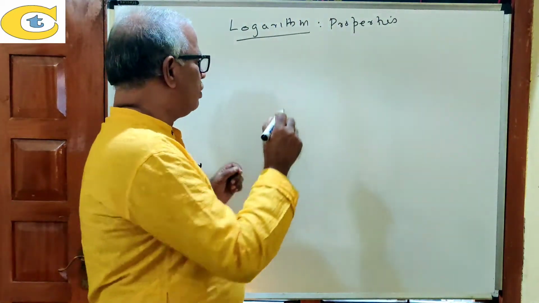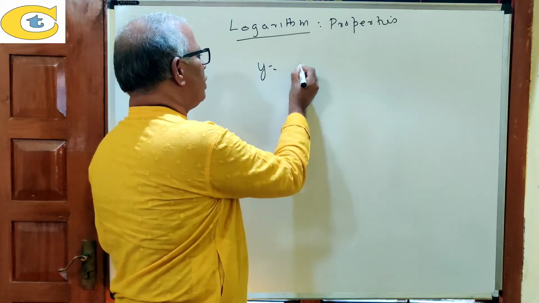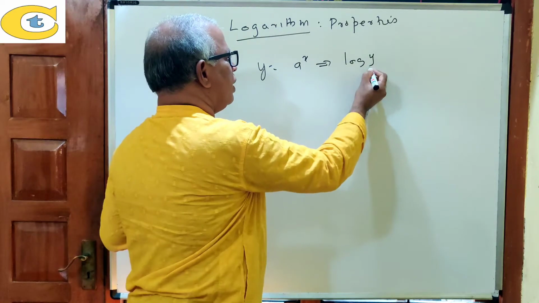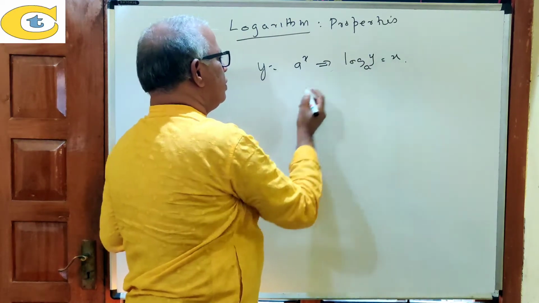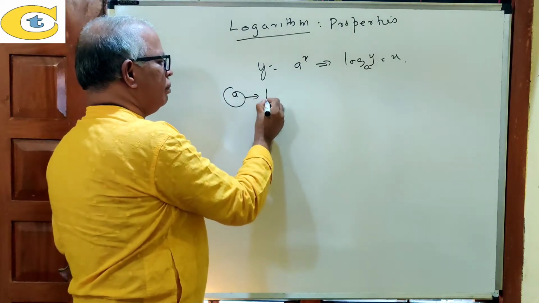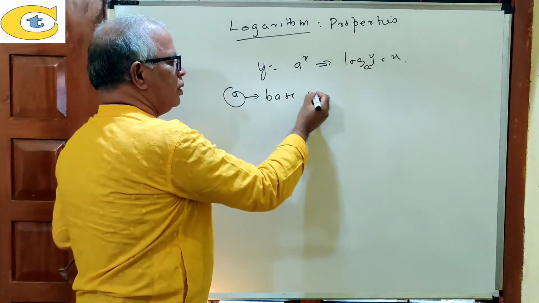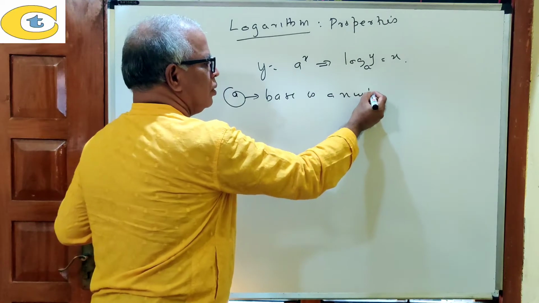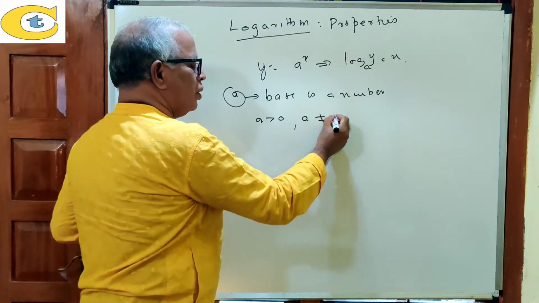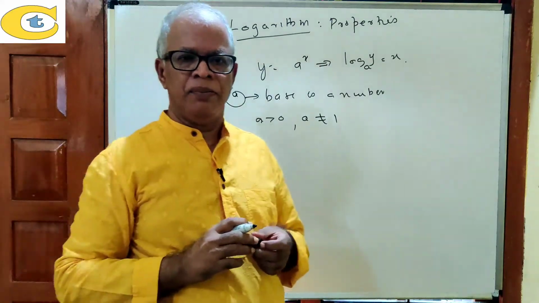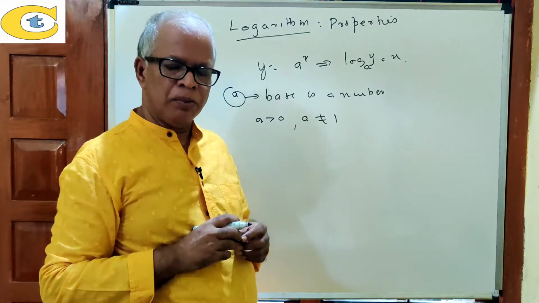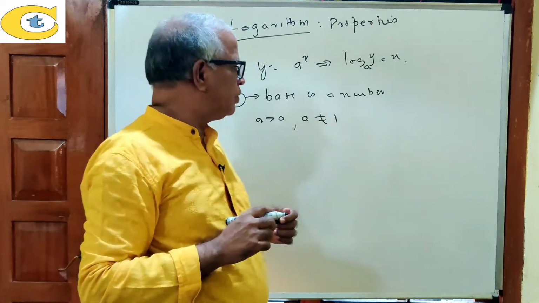So we define logarithm: y is equal to a raised to x implies that log y to the base a is equal to x. A, the base, is a number. A is greater than 0, and a is not equal to 1. That we have seen yesterday. Why a should be greater than 0? That we have seen.